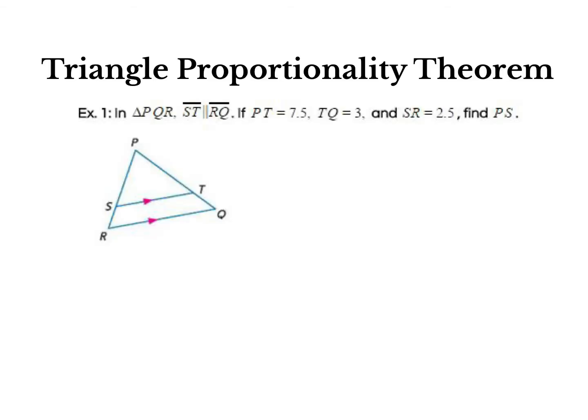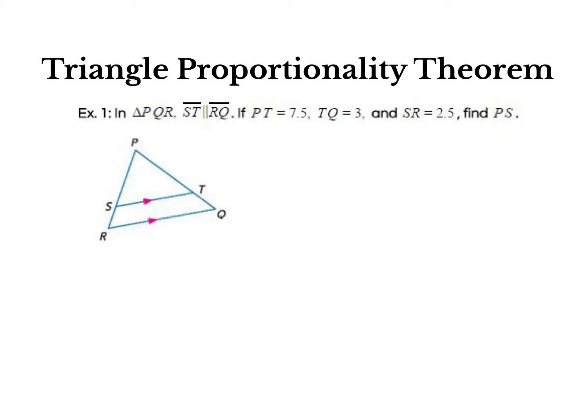So first we're going to look at this triangle that is composed of two parallel lines. These pink arrows that you see here represent parallel. So I know that line ST and RQ are parallel. The first thing that I'm going to do is start labeling my triangle with the given information.